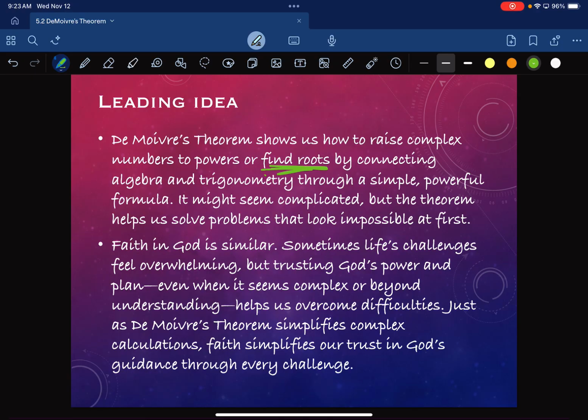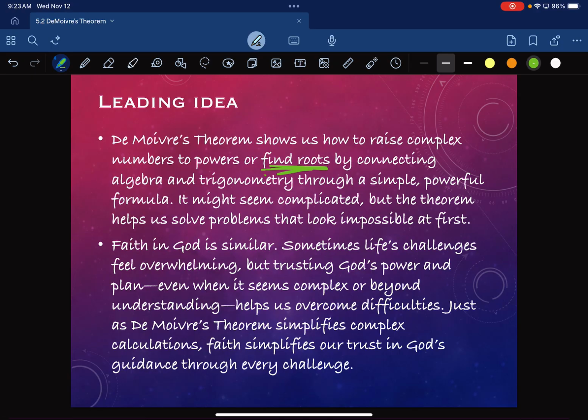Faith in God's similar. Sometimes life's challenges feel overwhelming, but trusting God's power and plan, even when it seems complex or beyond understanding, helps us overcome difficulties. Just as DeMoivre's theorem simplifies complex calculations, faith simplifies our trust in God's guidance through every challenge.